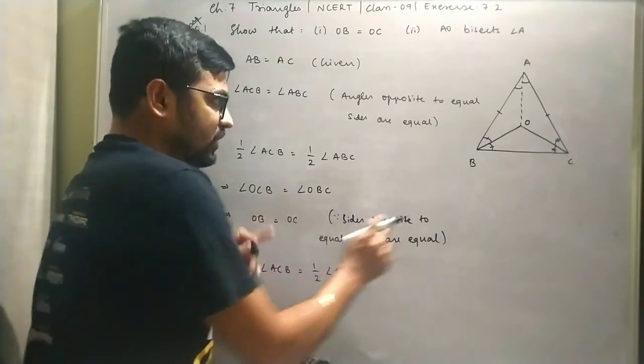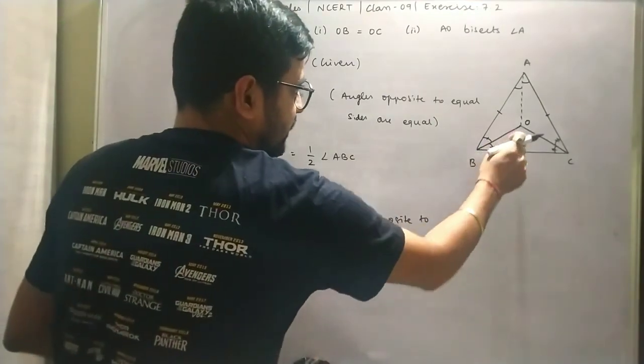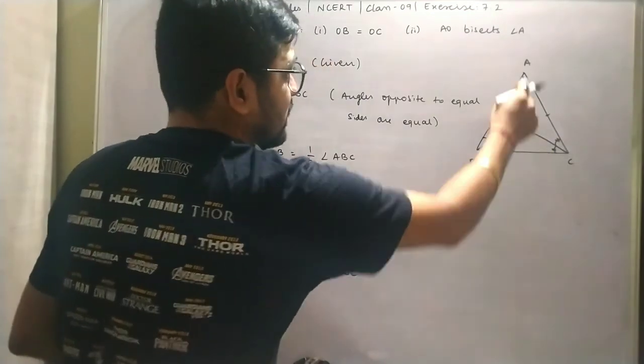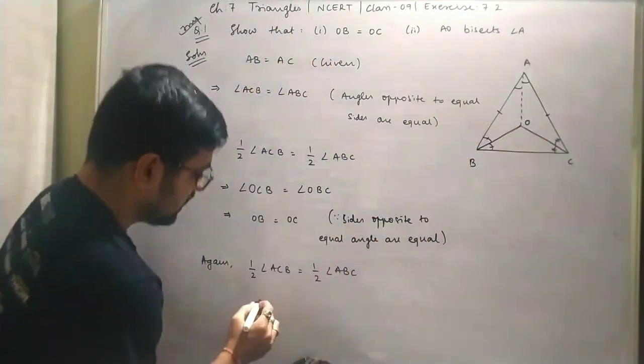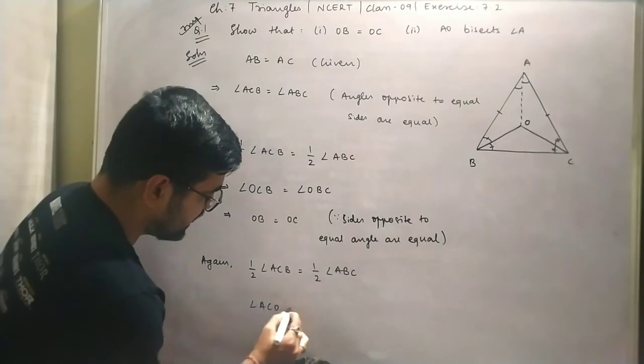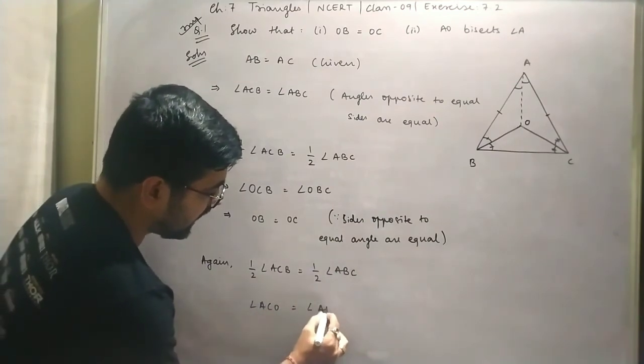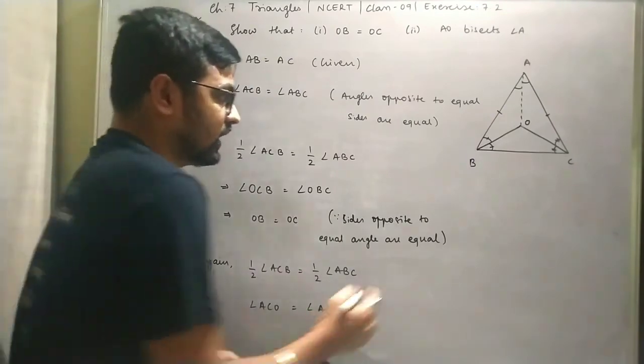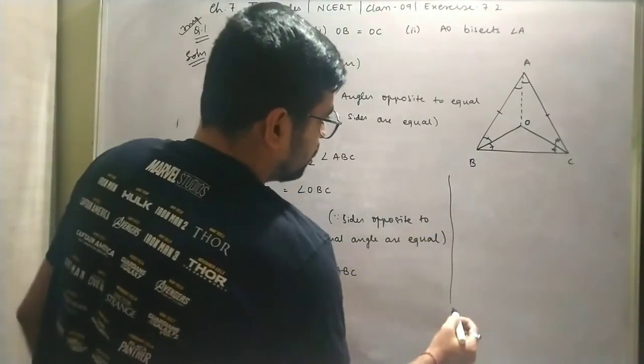For the first scenario we wrote these two angles. For ACB I wrote half of ACB as OCB. Now I will go for ACO. Now I will go for angle ACO and angle ABO. So I got to know this angle. Now pay attention to what I'm going to do over here.